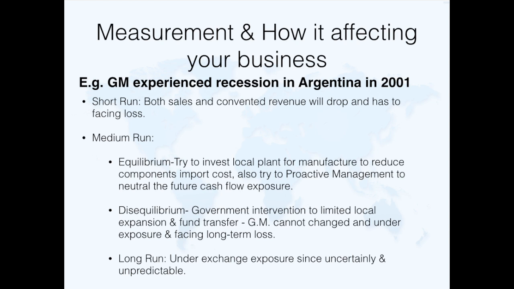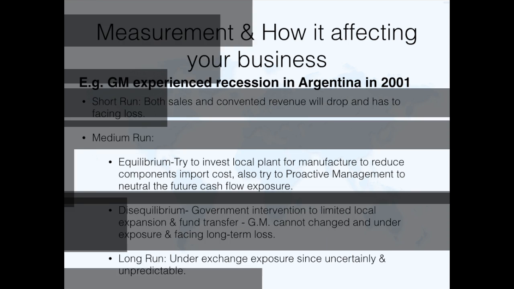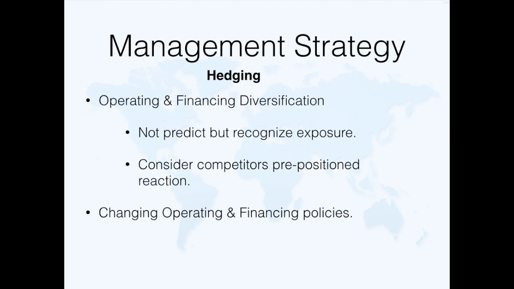And in the medium run, if it is under an equilibrium condition, General Motors may try to invest in a local plant for manufacturing to reduce component import costs, and also try proactive management to neutralize the future cash flow exposure.